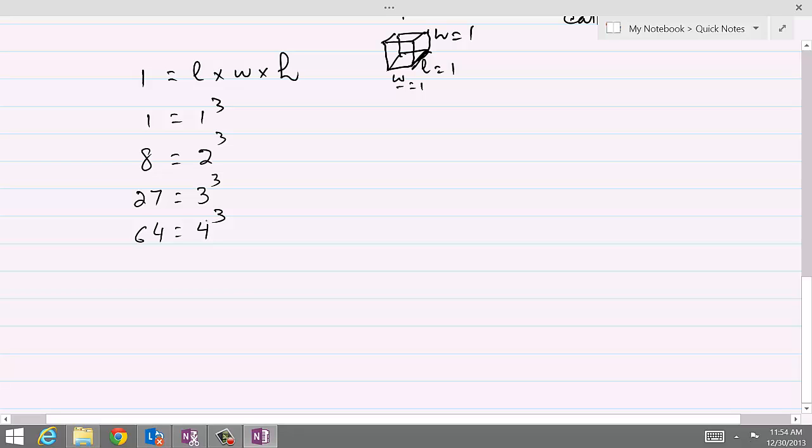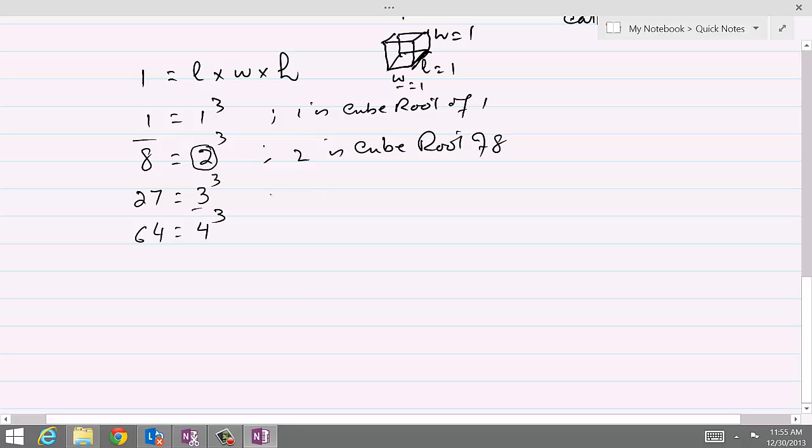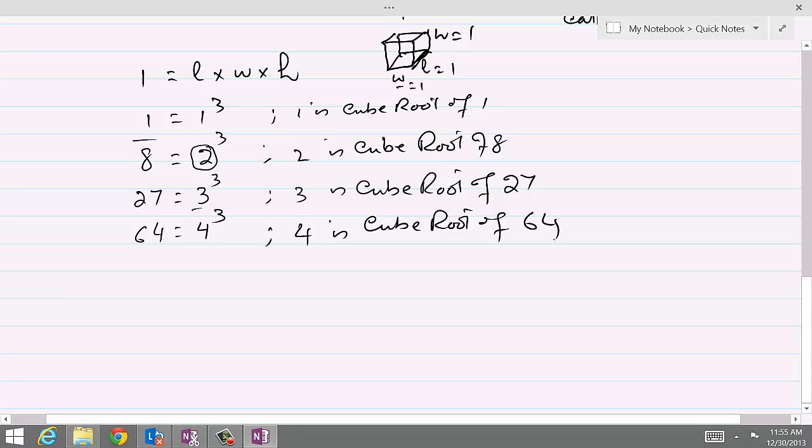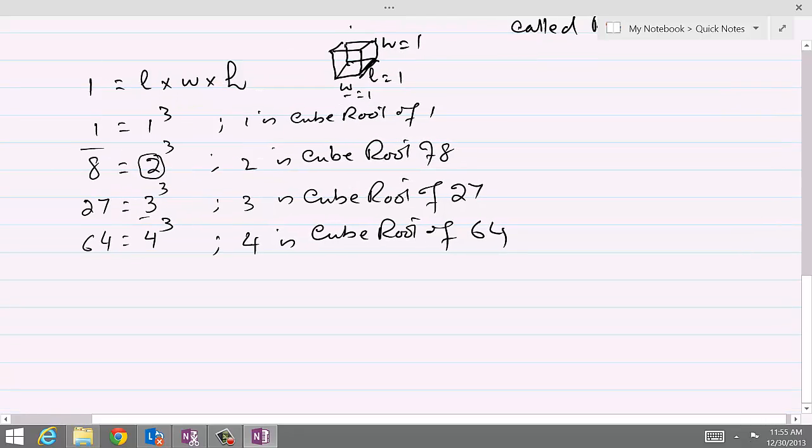Now, just like we did before, here 1 is the cube root of 1, and this number 2 is the cube root of this number 8, and similarly 3 is the cube root of 27, and 4 is the cube root of 64. Now we got these English-like statements, and again we can change these statements into mathematical form, and we will do this.